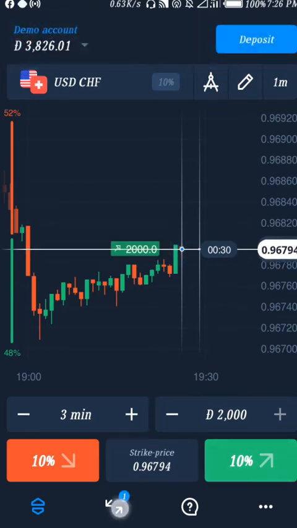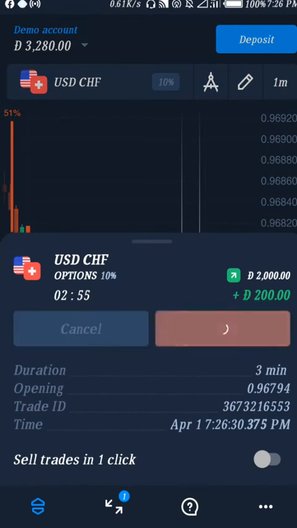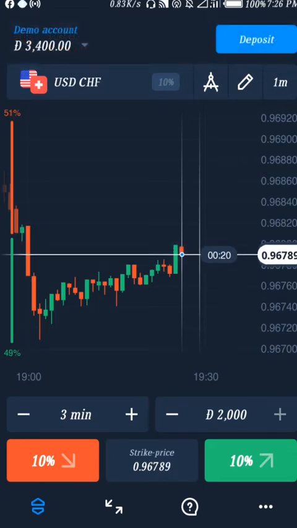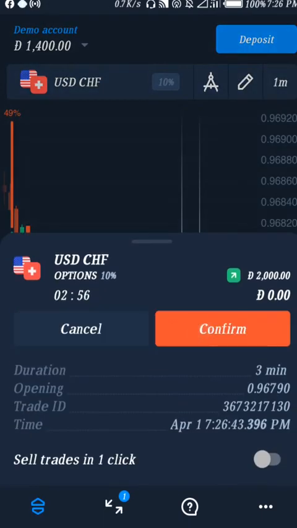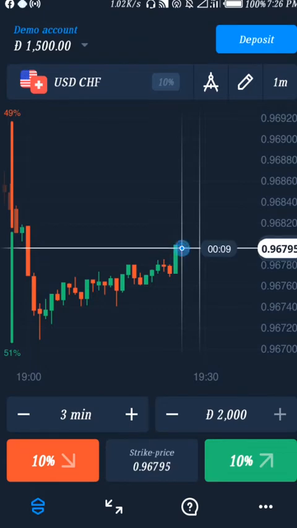So I'm doing it again. I'm going back. All right, sell, confirm. That's 1,800. Can you see? It's so easy. So I have 3,000 left. I'm going to do it again. Sell, confirm, 1,900. So I have 1,005.